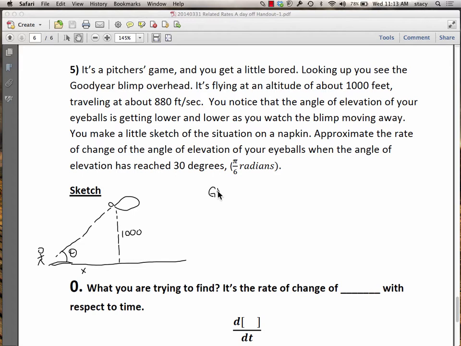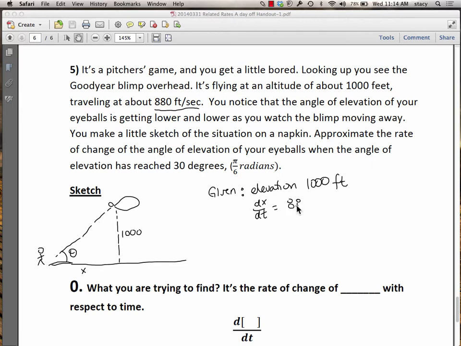So what we were given, I've already labeled some of it, right? The elevation of the blimp is 1,000 feet. And that stays constant, so that's why I could label it as a constant in the picture. Did they give me anything else? So 880 feet per second is dx dt. Is everybody okay with that?